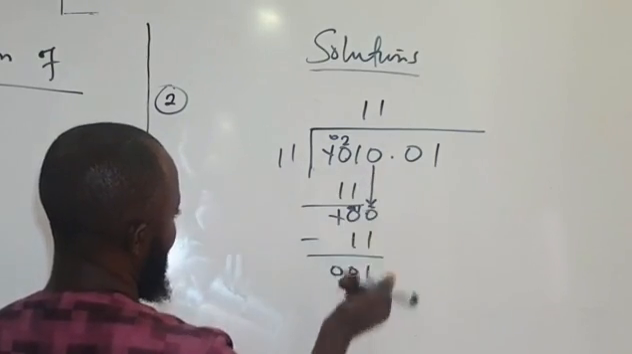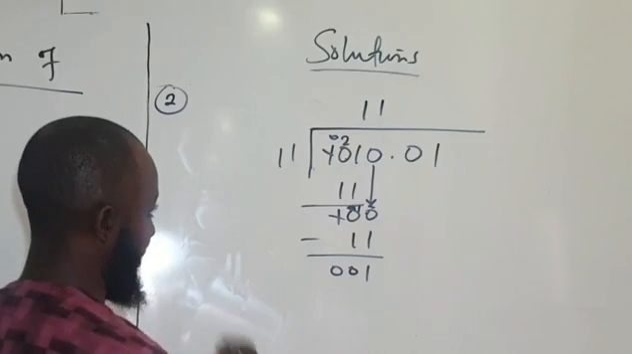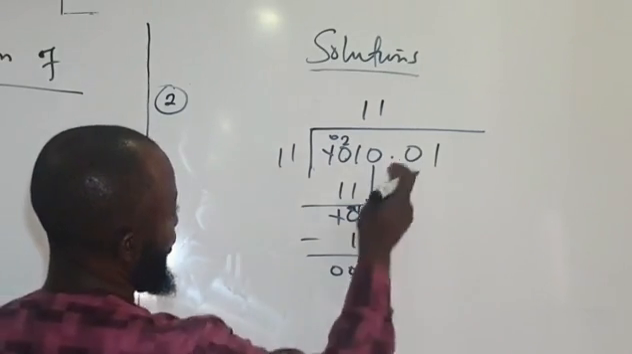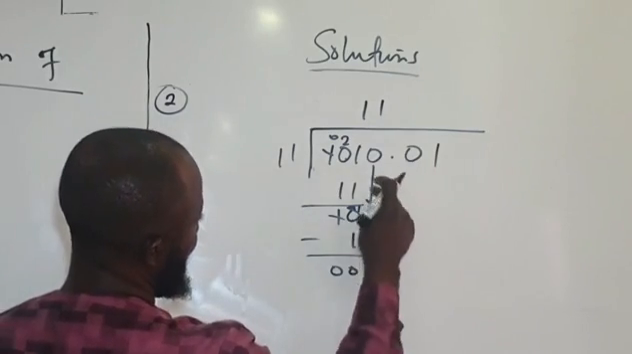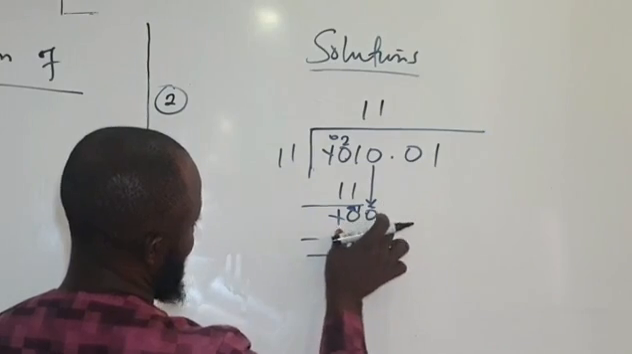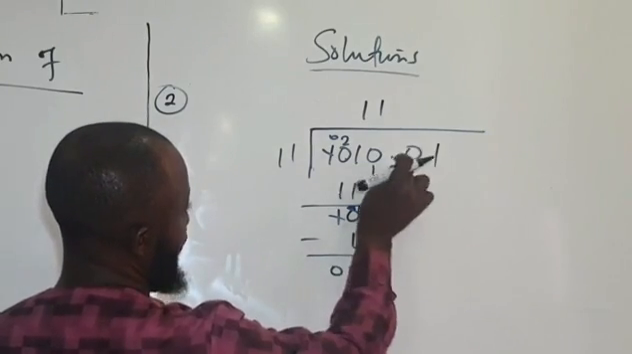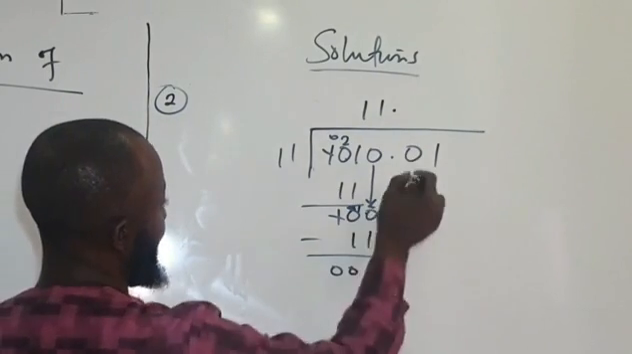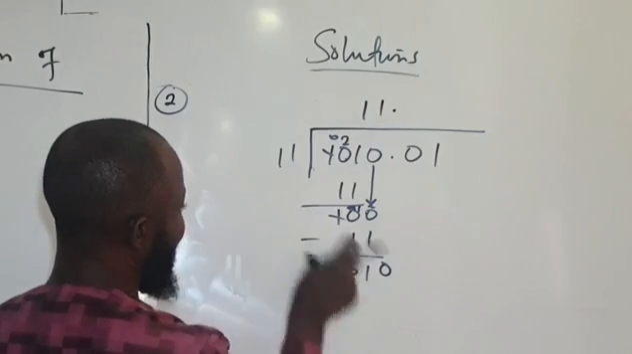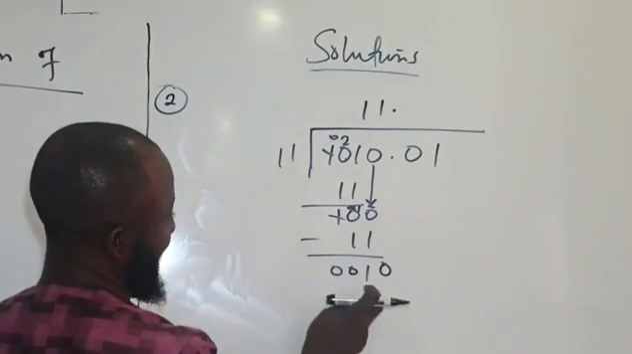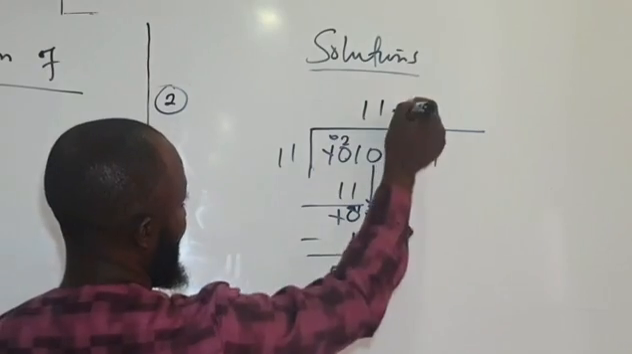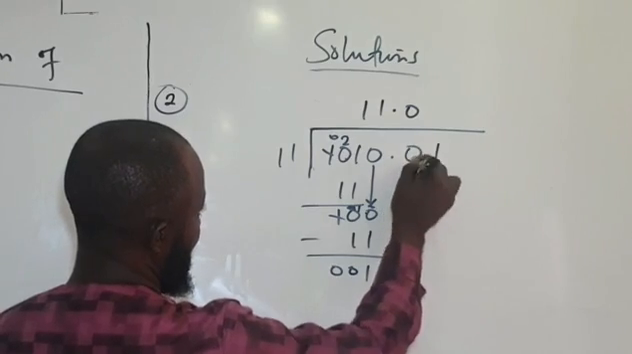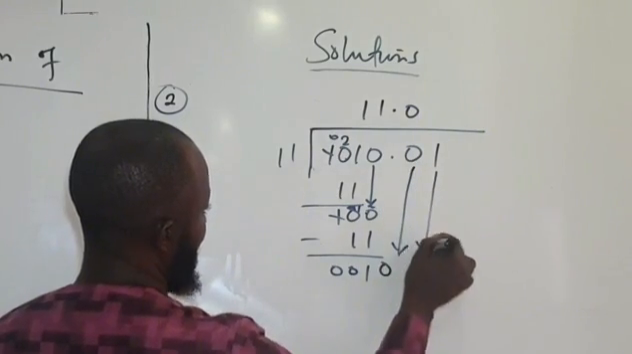Then we can see we have decimal here, right? So it doesn't matter. So what we're going to do is this. We are not going to bring the decimal down. So we brought this one down after subtraction. Then you put the decimal point here, then you bring down the 0. When you bring it down, 11 in 10 is what? 0. Put 0 here. Then bring the last one down. I brought this one down now.